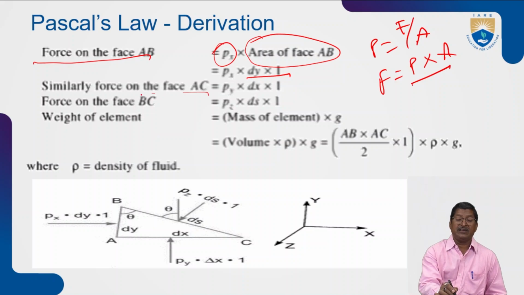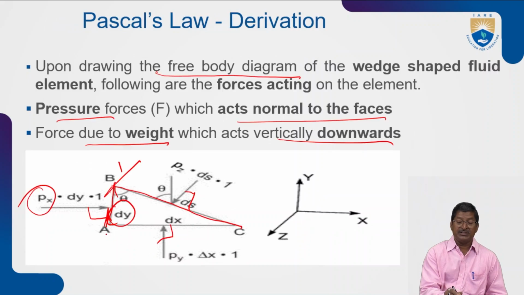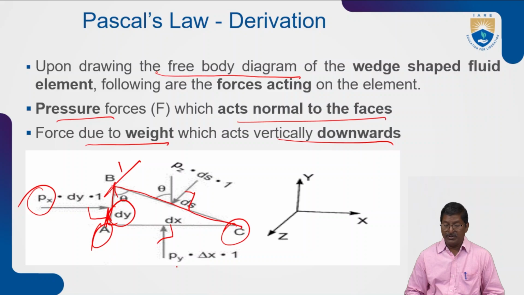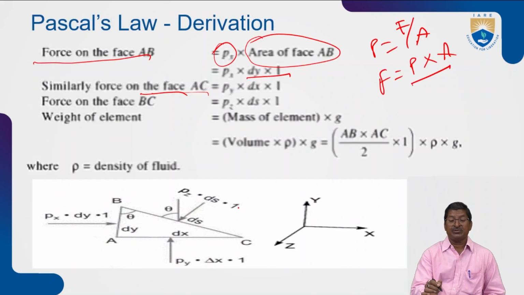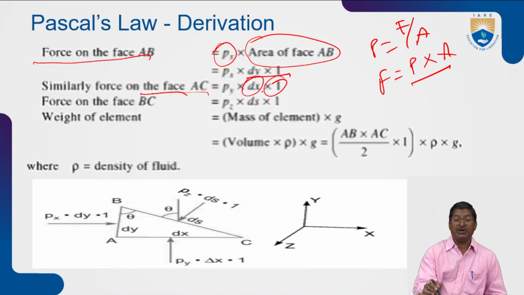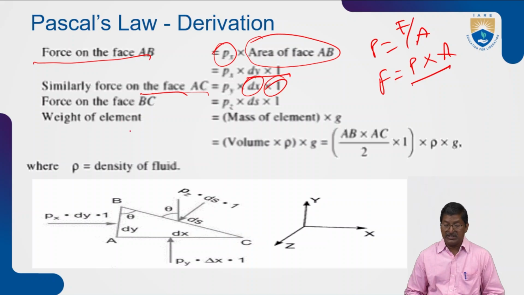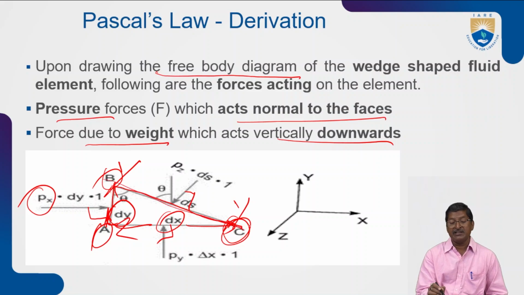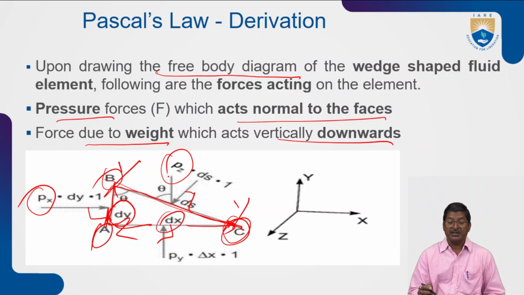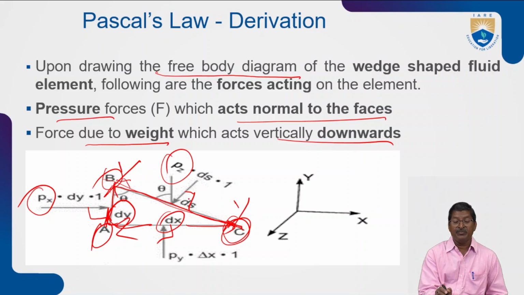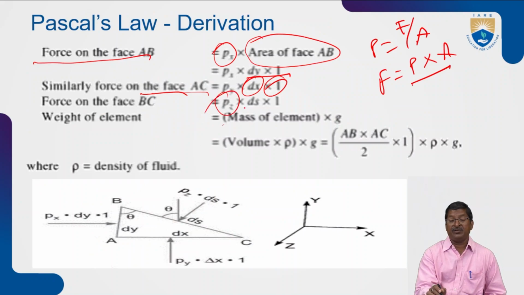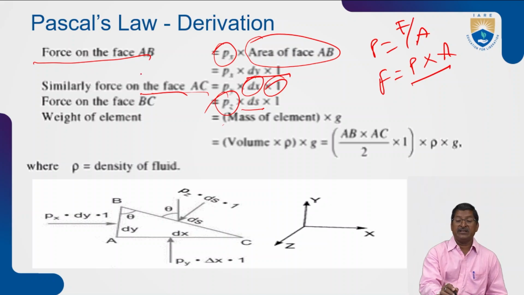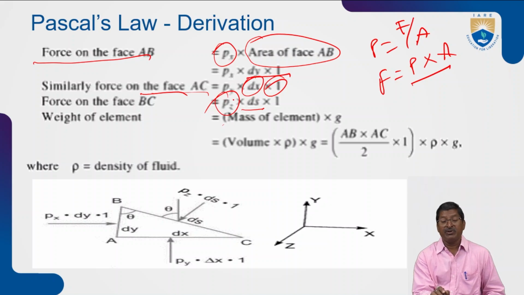Similarly, on the face AC. So you can see here, this is AC, A and C. The pressure is Py and this dimension is dx, from here to here, dx. In this direction it is 1. So Py into dx into 1. Now the force on the face BC. So where is the BC here? BC is the inclined line. Here Pz is the pressure and the length from B to C is called ds. In this direction it is 1. So the force on BC is equal to Pz into ds into 1. So on the face AB, Px dy into 1, on the face AC, Py dx into 1, and on the face BC, Pz ds into 1.